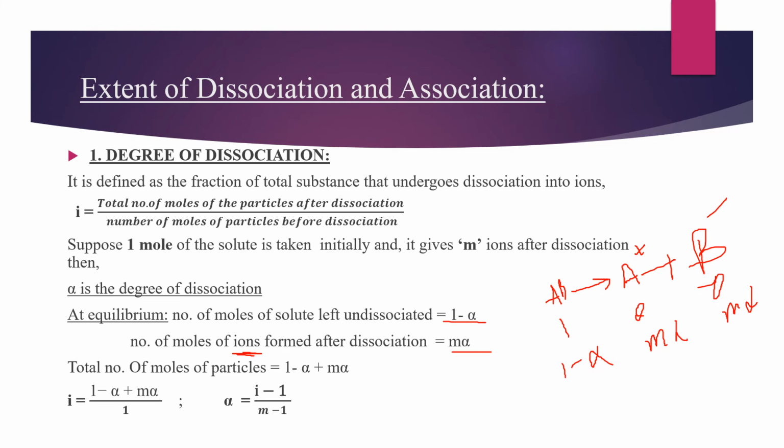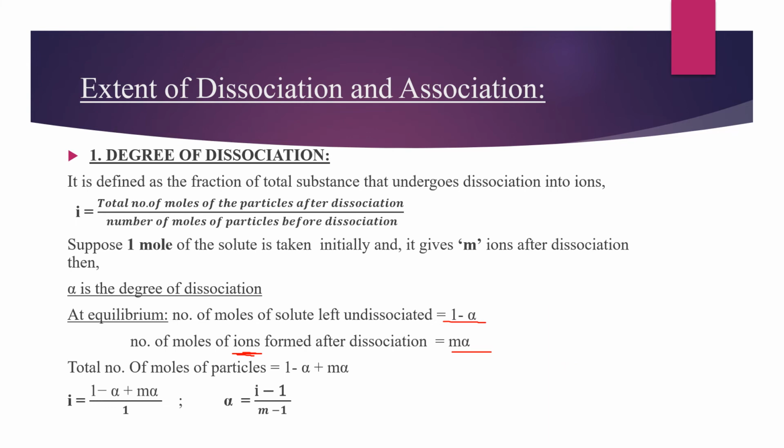This is M alpha. After dissociation it is M alpha. Now the total number of moles. First one is the number of moles of the solute left undissociated: 1 minus alpha is the number of moles which is left undissociated, plus the number of moles of the ions after dissociation, which is M alpha. So on adding these values, we will get 1 minus alpha plus M alpha.